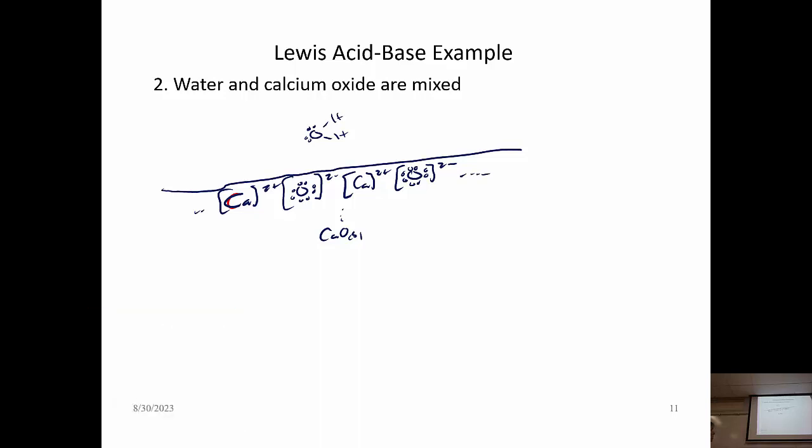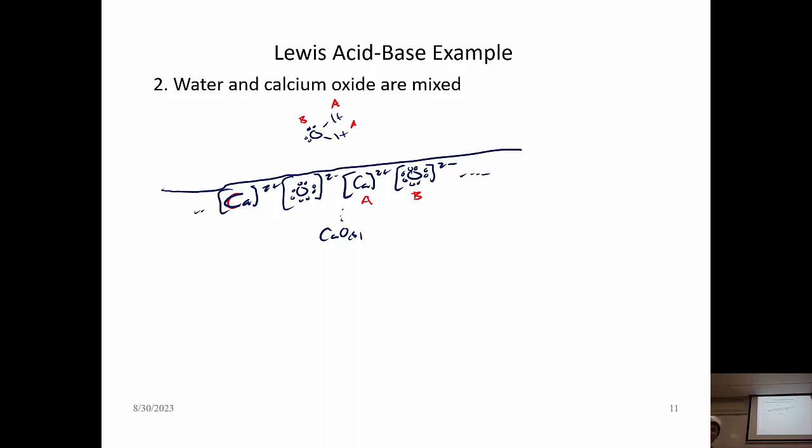So we've got to do a scenario A and scenario B here. Up here, the hydrogens are going to be acid, and the oxygen is going to be base. Down here, calcium ions would be electron pair acceptors. So calcium ions would potentially be the acid, and oxide could be the electron pair donor. It's probably pretty good. That's going to be the base.